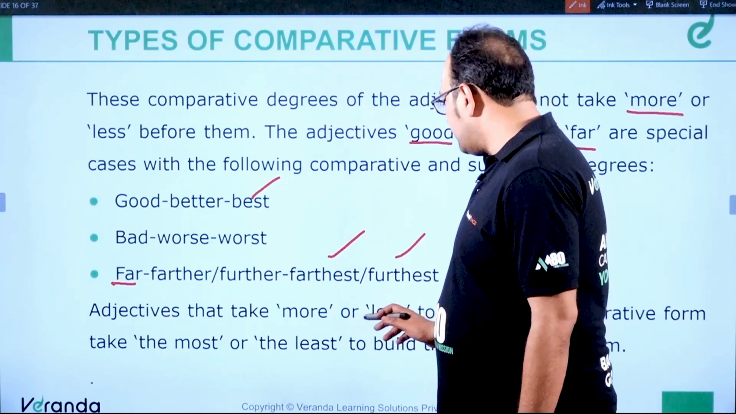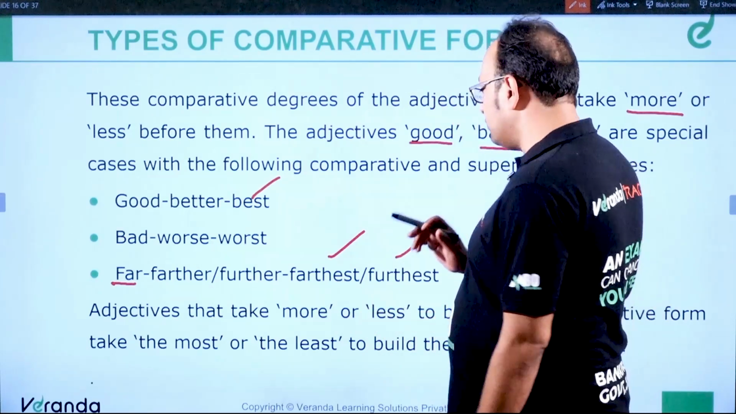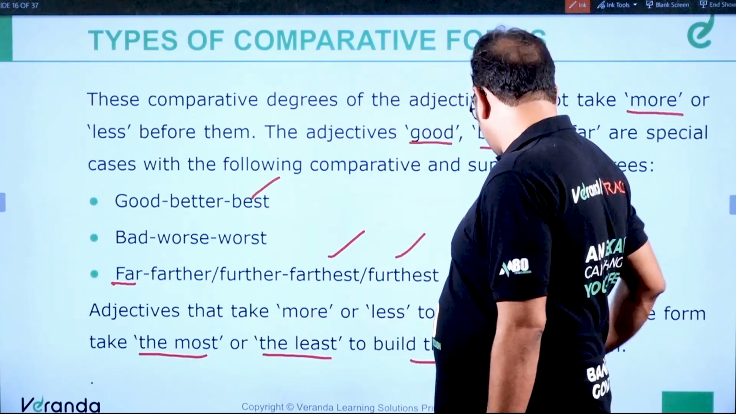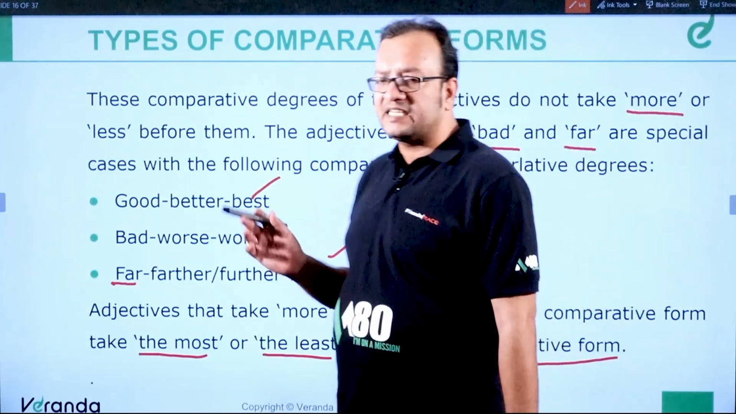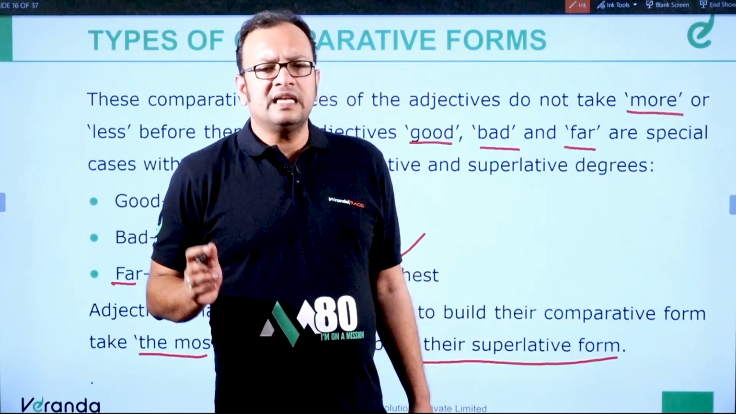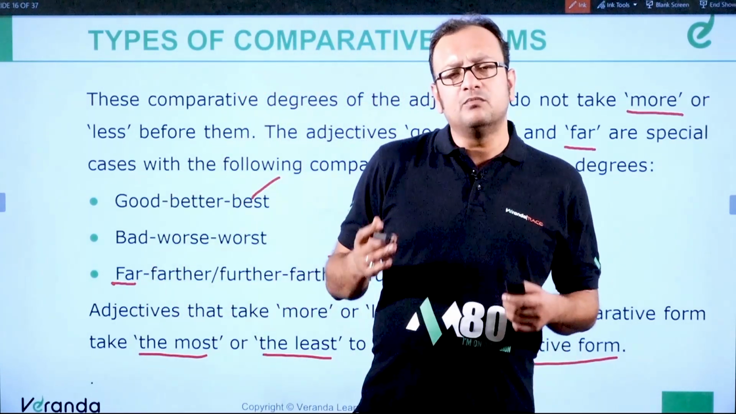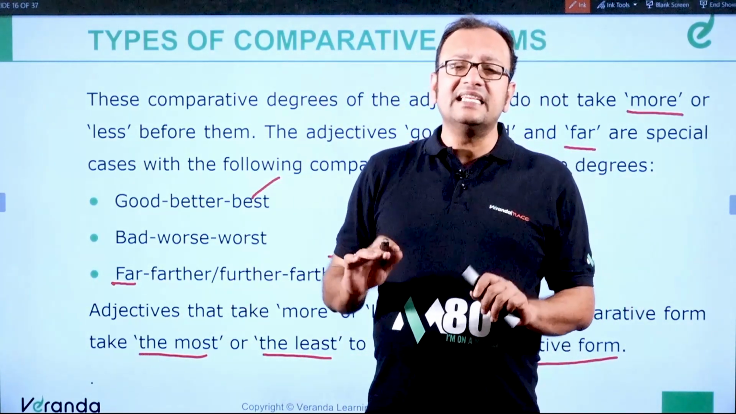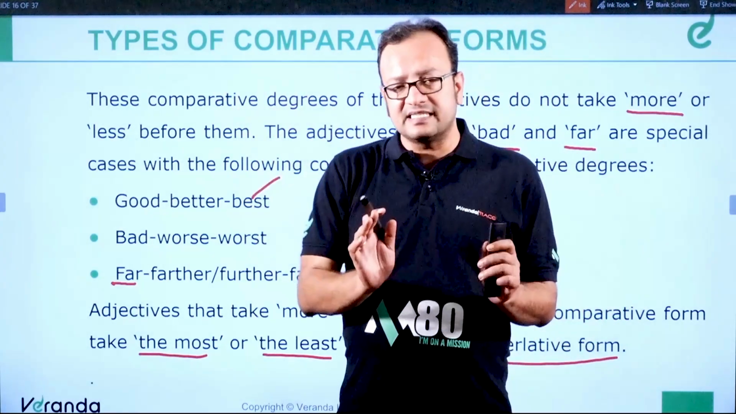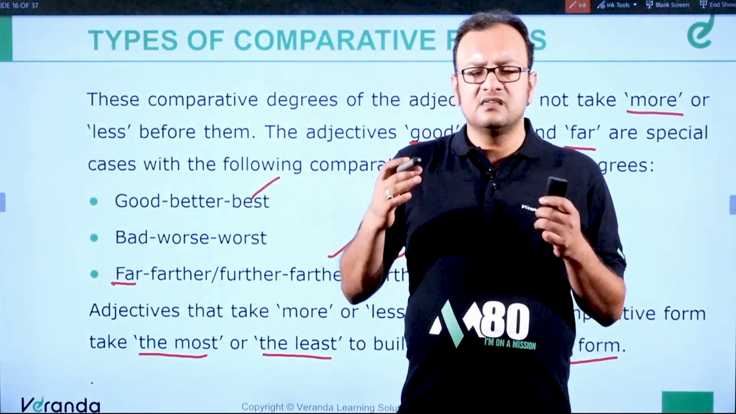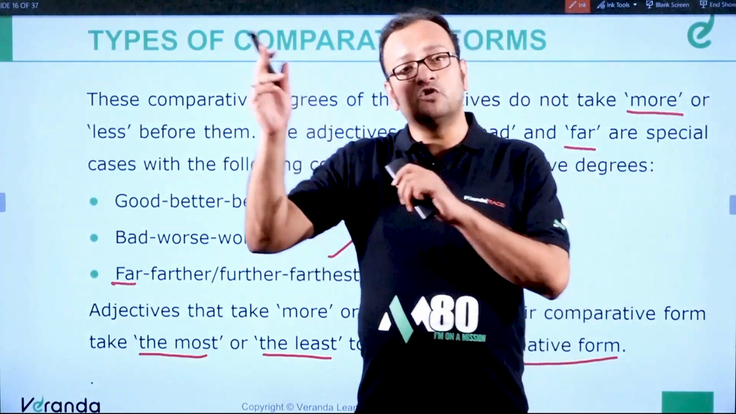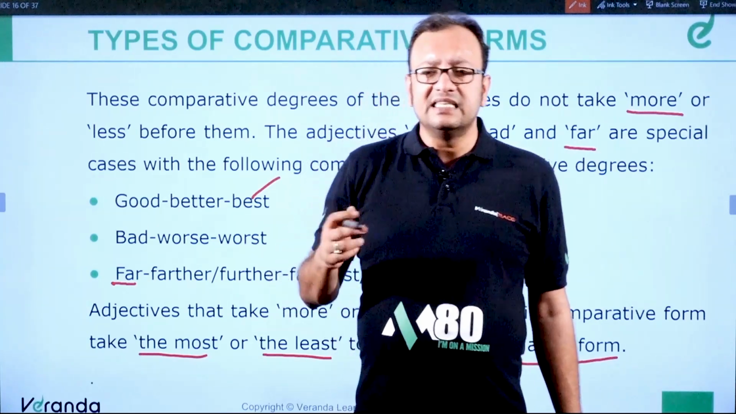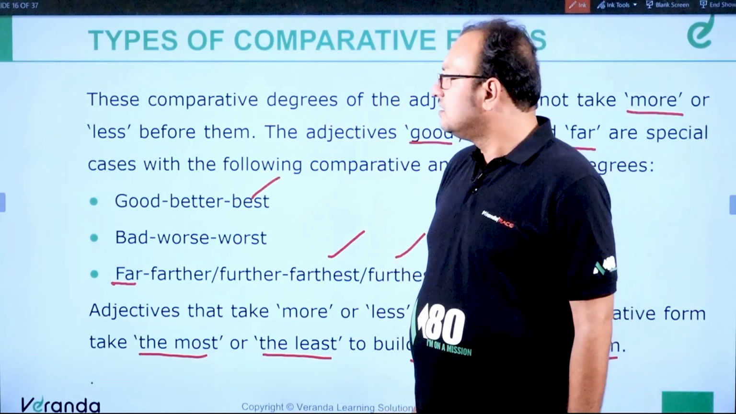Adjectives that take more or less to build their comparative forms take the most or the least to build their superlative form. So all adjectives that have their comparative forms as more intelligent or less intelligent become the most intelligent and the least intelligent in their superlative forms. Please understand this. The more intelligent, the most intelligent. Less intelligent, the least intelligent. This way. Clear? Moving ahead.